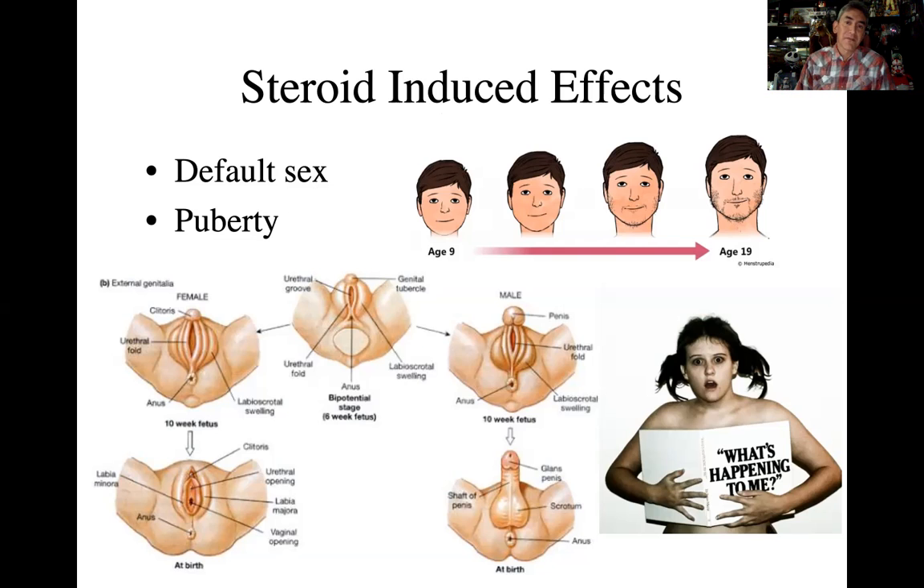So right now, a lot of fuss is being made of transgendered individuals. Well, every single male out there is transgendered because we started life as female, and then we changed to male. So that's that default sex pattern. That's an important signal early in life. Another important signal happens at puberty.